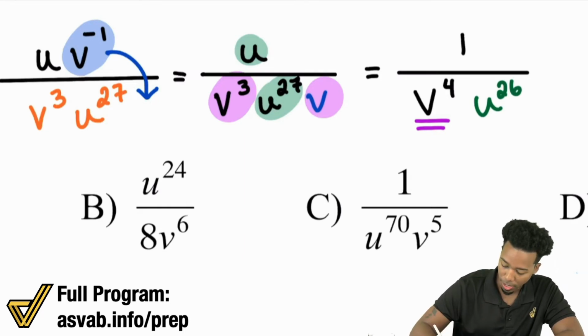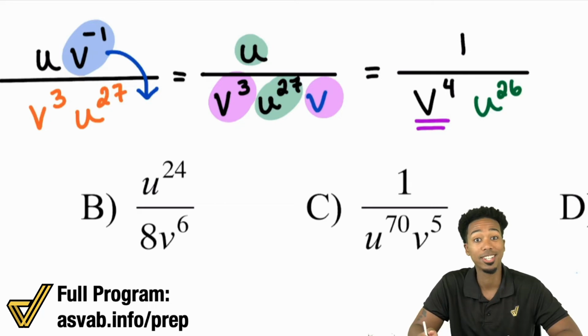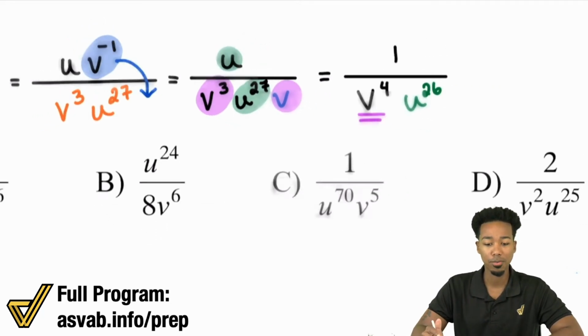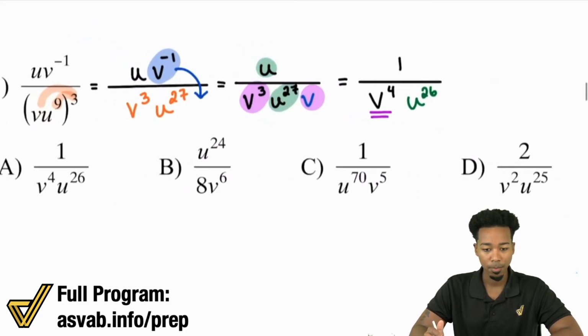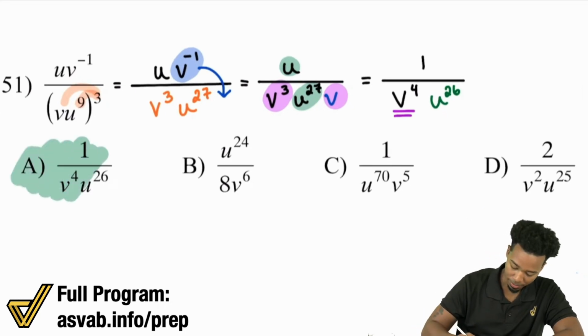and we're going to leave a 1 up top. Because if you think about it, there's always a 1 in front of a variable if there is no other number there. So yeah, there's a 1 there, we're good, and we're done. 1 over v to the power of 4, u to the power of 26. And where do we have this? Right here in answer choice A.